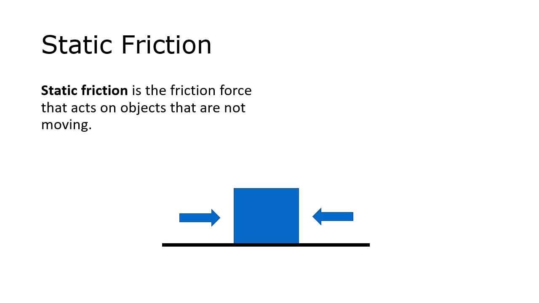Static friction is the friction force that acts on objects that are not moving. Static friction always acts in the direction opposite to that of the applied force. When you push something across the floor, it takes a little more effort to start the motion. This is static friction. It is static friction that keeps a water bottle from sliding across the table with the slightest of breezes, or a glass of juice from sliding from your hand.